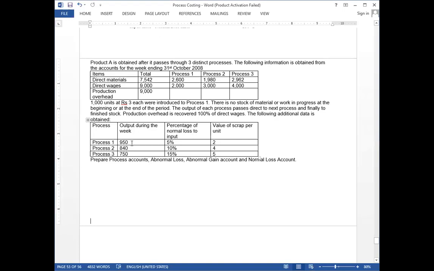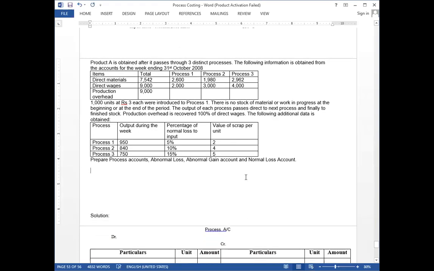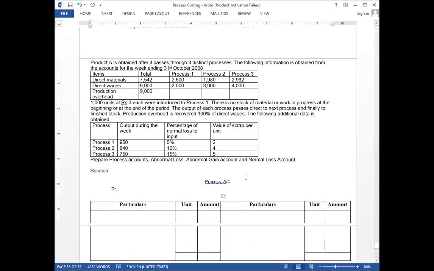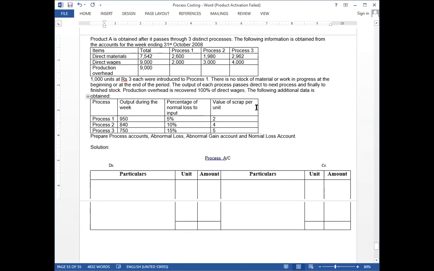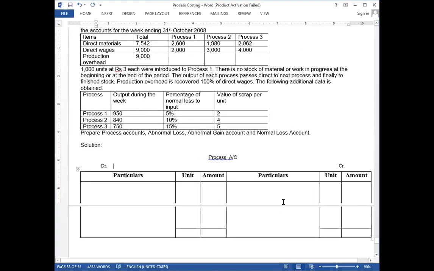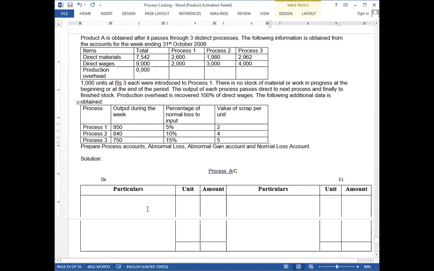So in this problem, you have to prepare the process account, abnormal loss account, abnormal gain account, and normal loss account. First we will be starting with the solution. The basic format is ready. That means the process account has a debit side and a credit side. Both sides are ready, everything is ready. We'll start with the answer.